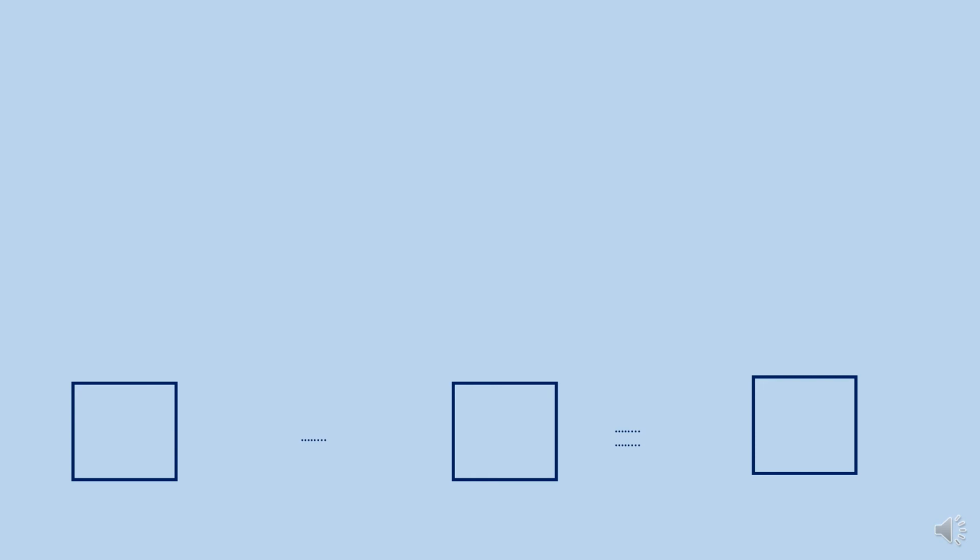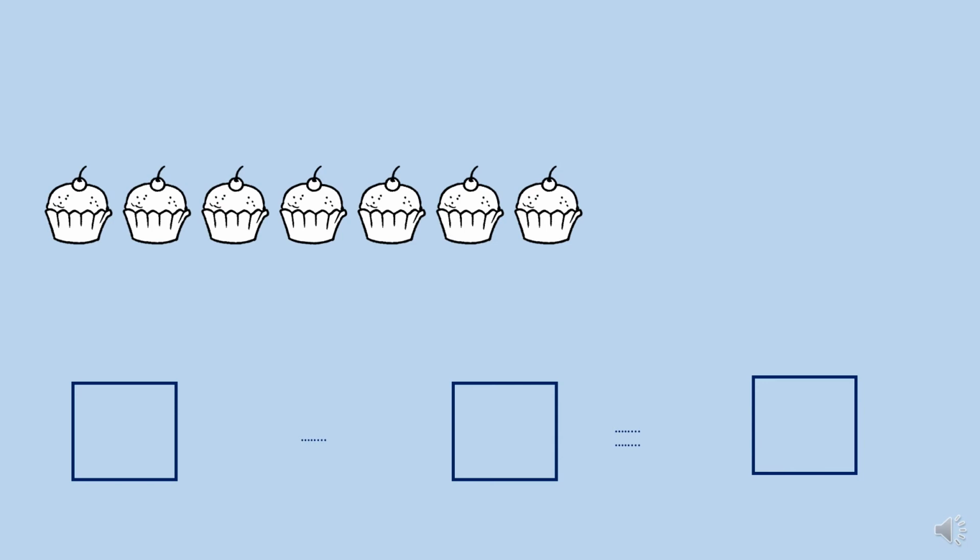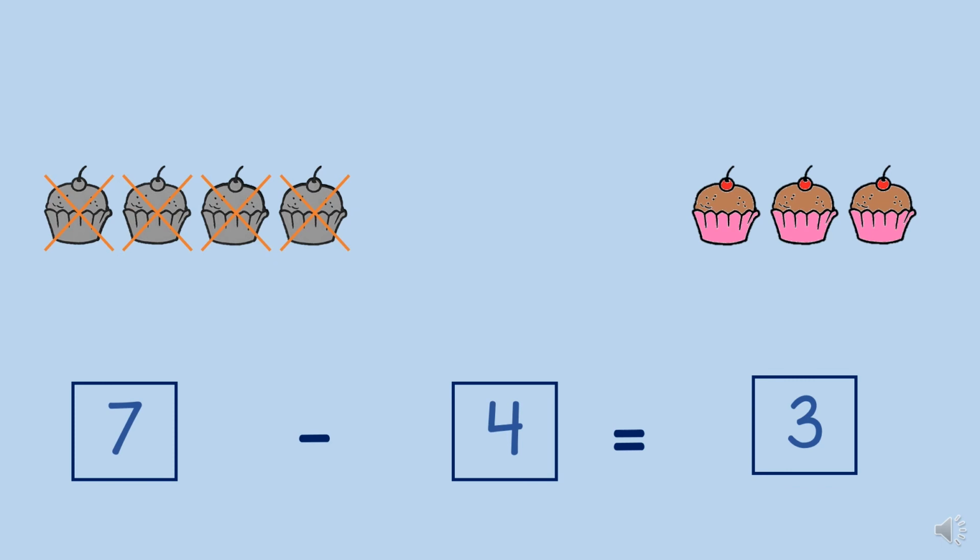Next we have cupcakes. How many cupcakes are there? Let's count. 1, 2, 3, 4, 5, 6, 7. 7. Let's take away some cupcakes. 1, 2, 3, 4. 4. Now, how many cupcakes are left? Let's count. 1, 2, 3. 3. 7 minus 4 equals 3.